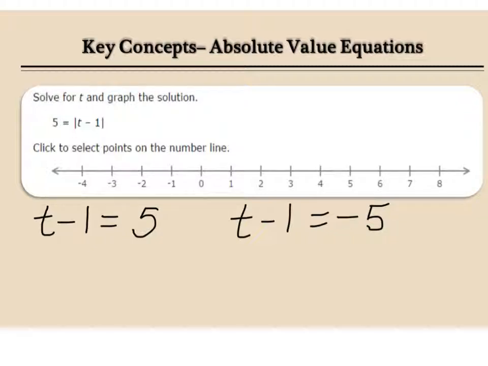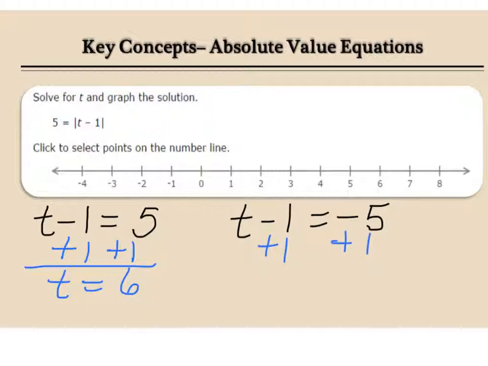All right, here is our first problem. We're supposed to solve for t and graph the solution. So it says 5 equals the absolute value of t minus 1. So I have nothing there except a number, the number 5, and the absolute value. So I have rewritten the absolute value without the absolute value symbols. I've rewritten it with a positive 5 and a -5. And now I'm going to solve the problem. So all I do here is add 1 to both sides. I end up with t equals 6. I add 1 over here. I get t equals -4.